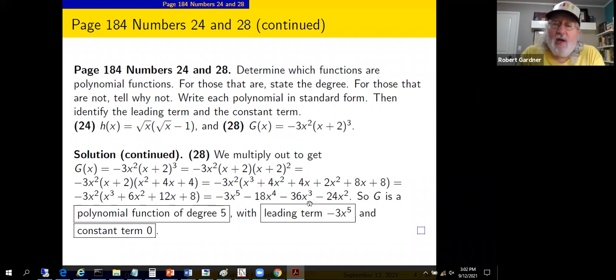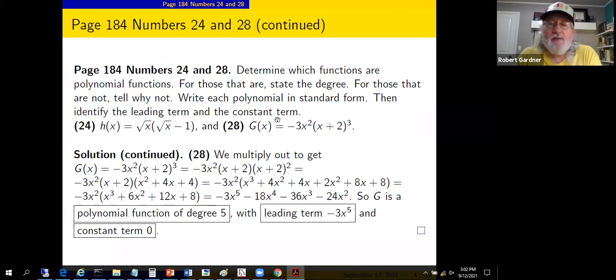It's a sum of constant multiples of powers of x, where those exponents are non-negative integers. So it is a polynomial function. Its degree, the highest power of x, is 5, so it's degree 5. The leading term, the term involving the highest power of x, is this term here, negative 3x to the 5th. And the constant term, they ask about these things as well. The constant term is 0. There's no constant added on the side, or the constant 0 is added on the side. The coefficient of x is also 0 because there's no x term.